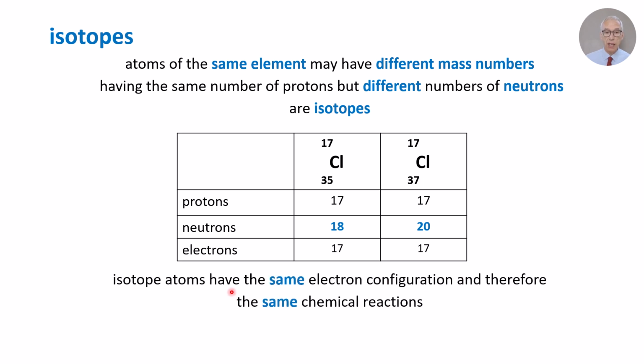Do isotopes have the same electron configuration? Well, they have the same numbers of electrons. If they have the same numbers of protons, they have the same numbers of electrons. So therefore the same electron configuration, the same numbers of electrons in the outer shell, and therefore the same chemical reactions. A favourite question in paper 2.